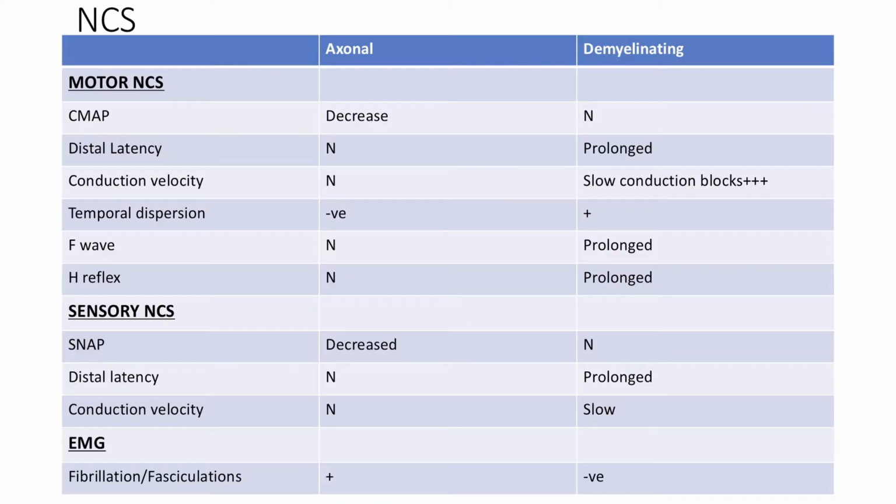So moving on, what next test to do? Definitely you will do an electrophysiological test. What electrophysiological tests do we have? One is the nerve conduction studies. Nerve conduction studies divide neuropathies into axonal and demyelinating. Whenever you get a report, you have to interpret it on the basis of motor nerve conduction and sensory nerve conduction studies.